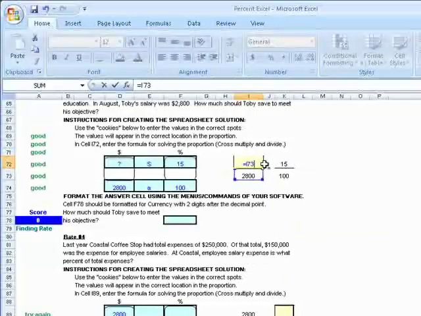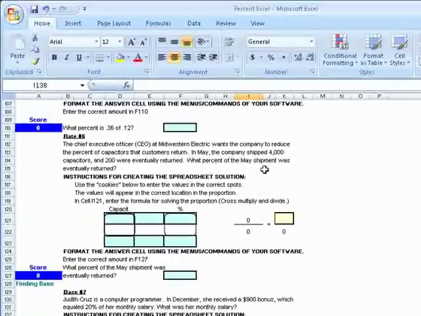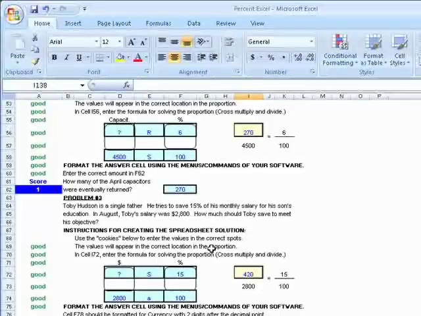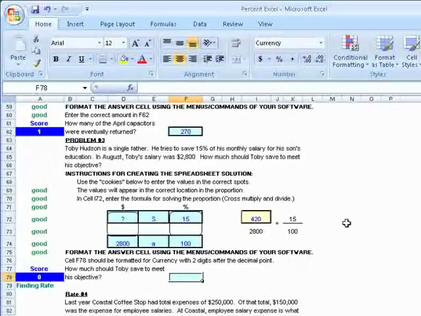I-73 times K-72 divided by K-73. Okay, and then we put our answer right here, which would be $420. Let's see if it comes up to be $420. It does, and we got our point. So it looks like we're on the right path.